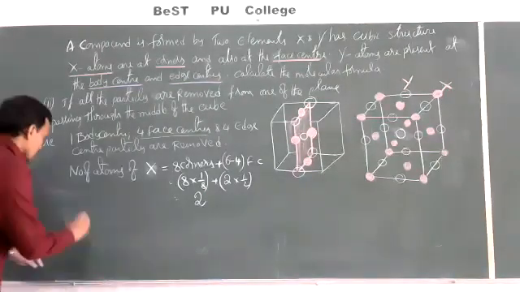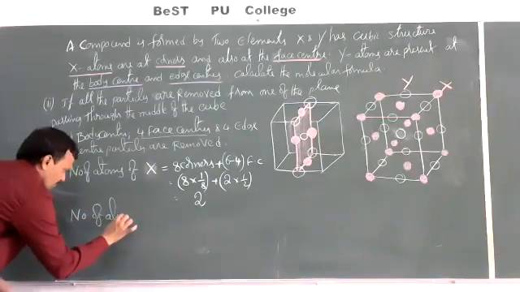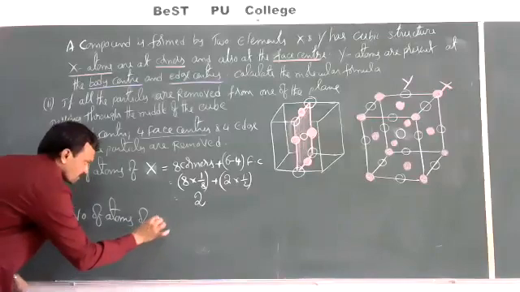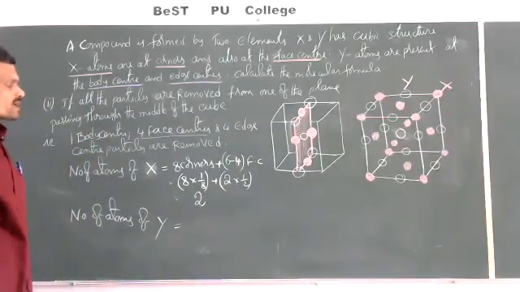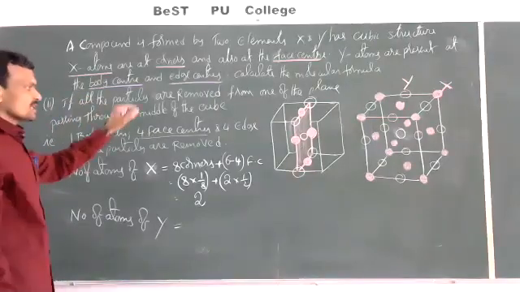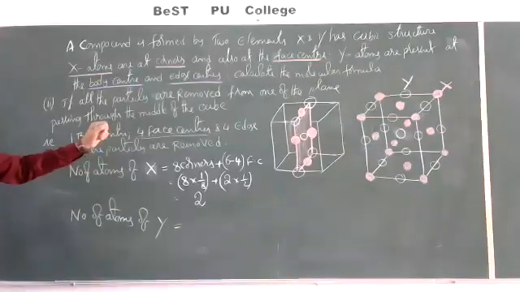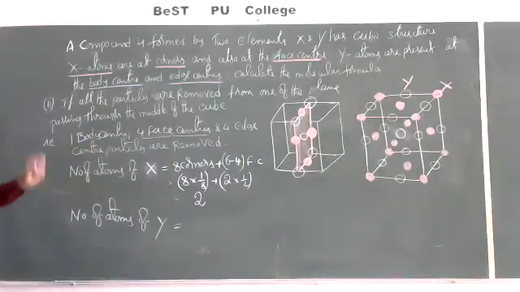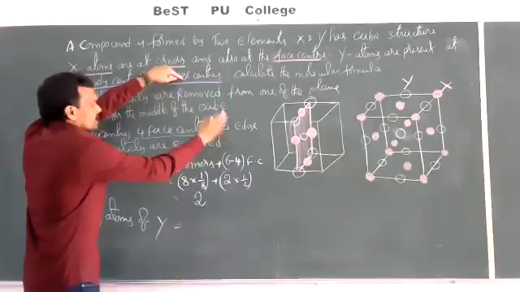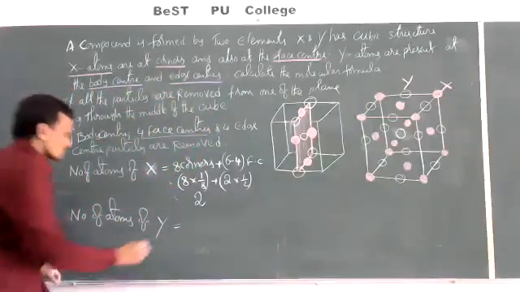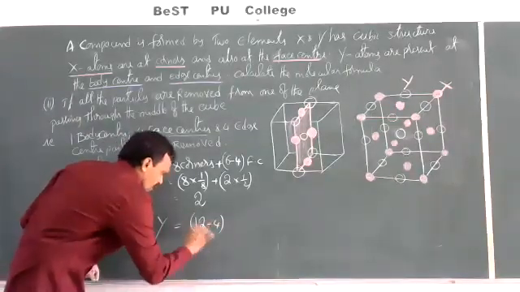Now, I will calculate the number of atoms of Y. So, number of atoms of Y is equal to, what is the position of atoms? Body center and edge centers. So, here one body center particle is removed completely. Remaining is 12 edge centers. Out of the 12 edge centers, 4 edge center particles are removed. So that remaining is nothing but 12 minus 4 edge centers.